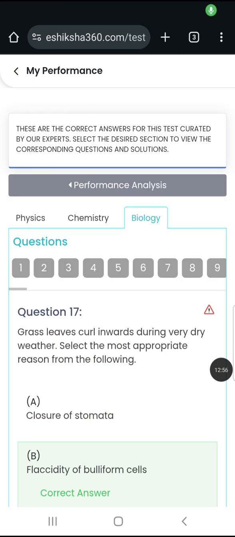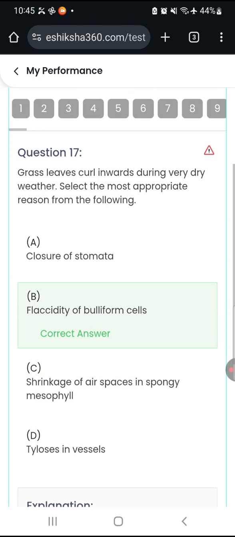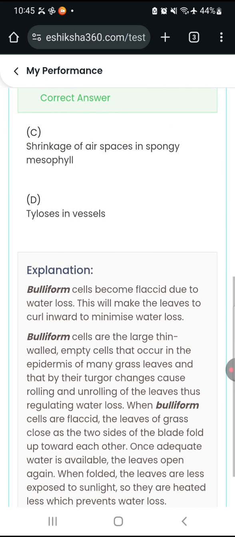Question: grass leaves curl inwards during very dry weather. Select the most appropriate reason for the following. Answer: flaccidity of bulliform cells. Explanation: bulliform cells become flaccid due to water loss. This will make the leaves curl inwards to minimize water loss.